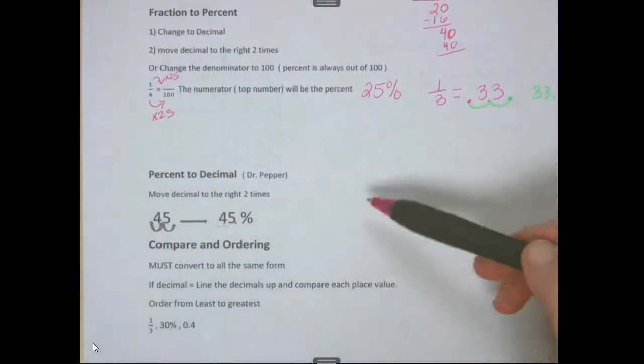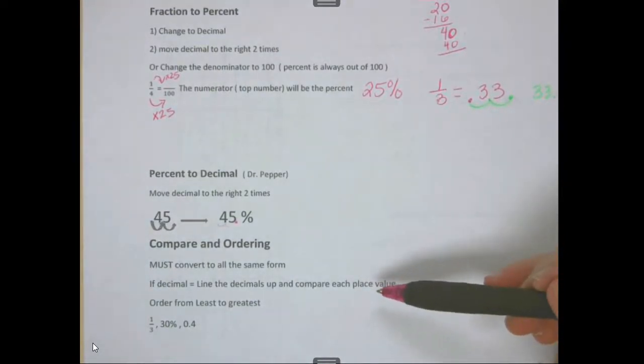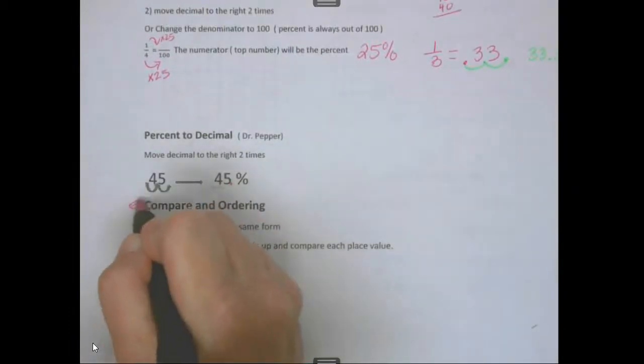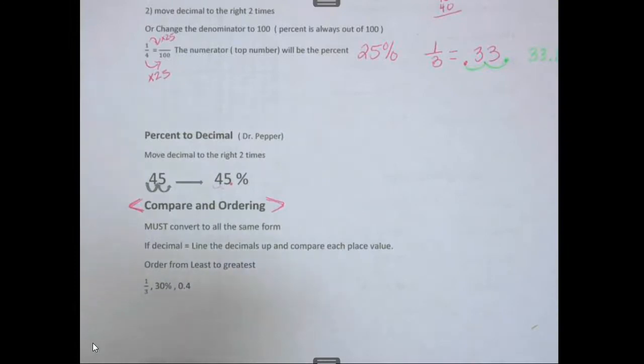So that all was the review from the start of the year. So now, we are testing tomorrow on comparing and ordering. When you are comparing and ordering, you must take them to all the same form. If you put them all into decimal form, you need to line the decimals up and compare each place value.